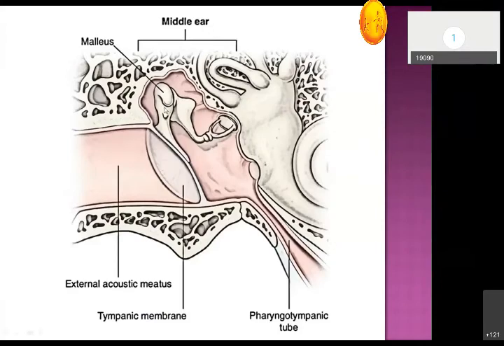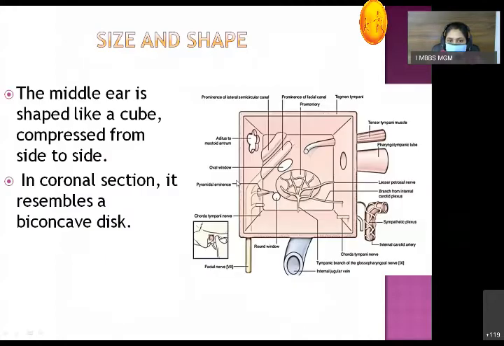Here you see a closer view. Here you see the external acoustic meatus. This part will be the middle ear cavity. And this is the internal ear. Here you see the cochlea and semicircular canals. So this part is the middle ear cavity.